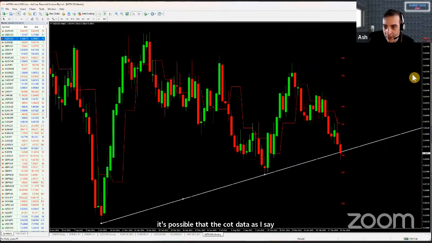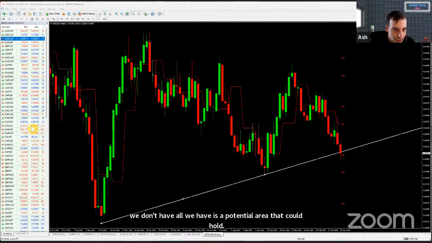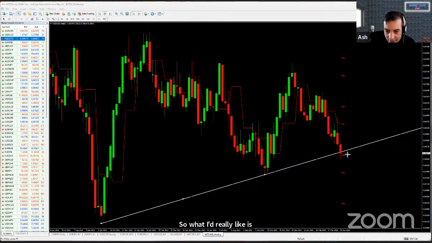So what I really want to see now is a signal to buy, which we don't have. All we have is a potential area that could hold. So what I'd really like is to see something that came back inside this trend line to start with. That's the first point of call. And then, and this could take a week, we might not be trading it this week, but we've just got to be aware that we're really trying to get out in front.